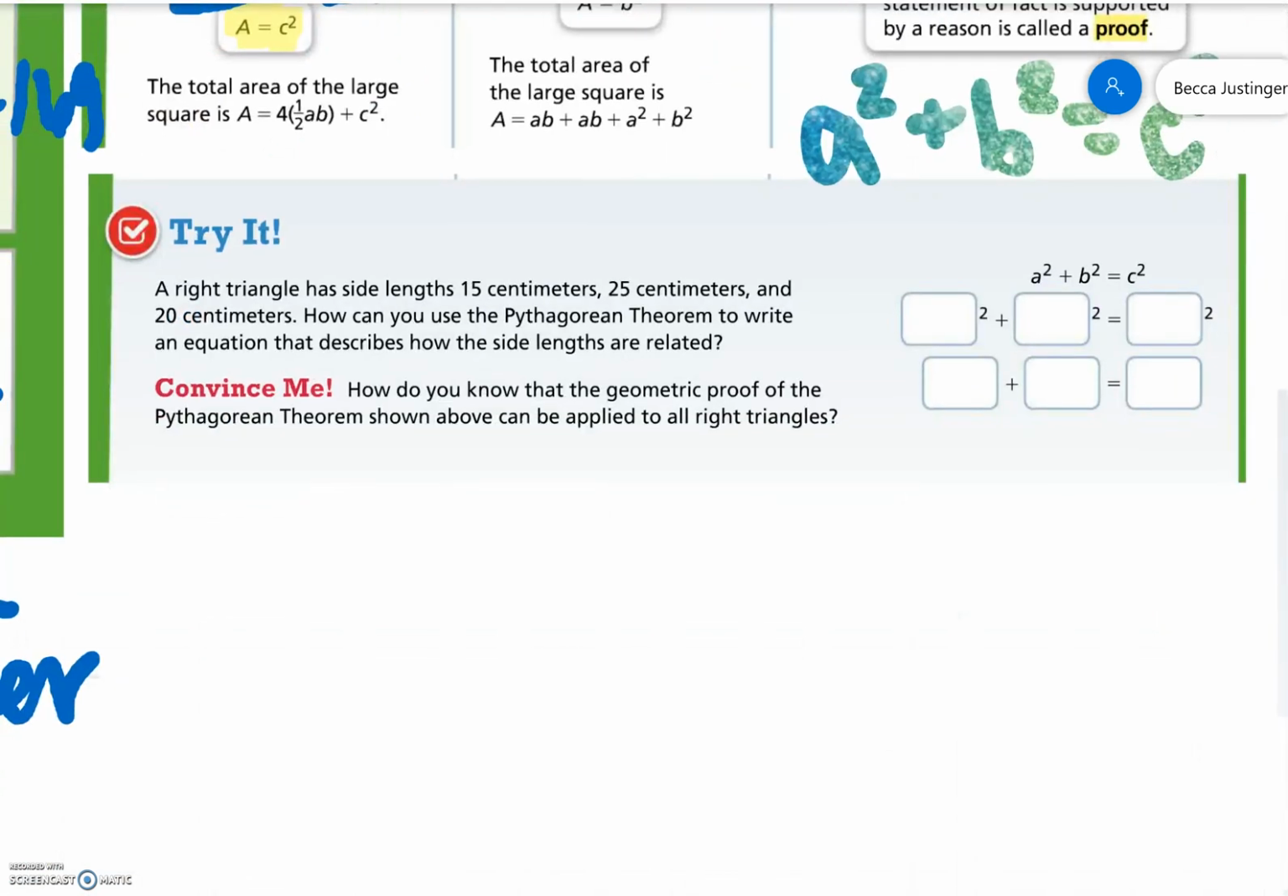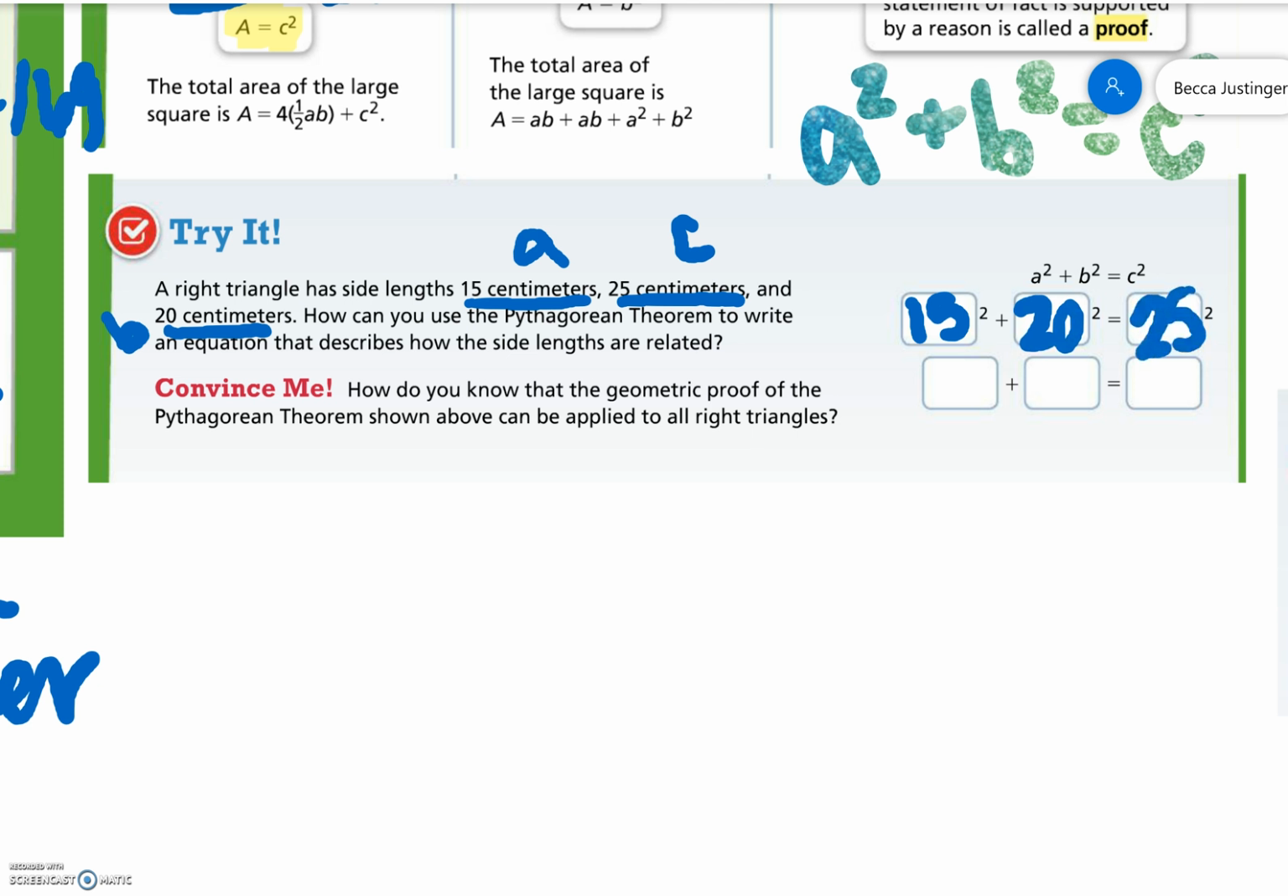Try it. A right triangle has side lengths of 15 centimeters, 25 centimeters, and 20 centimeters. How can you use the Pythagorean theorem to write an equation that describes how the side lengths are related? Remember, the only one we care about is the longest one is c. The other two can be a and b. So a squared, 15 squared, plus b squared, 20 squared, equals c squared, 25.